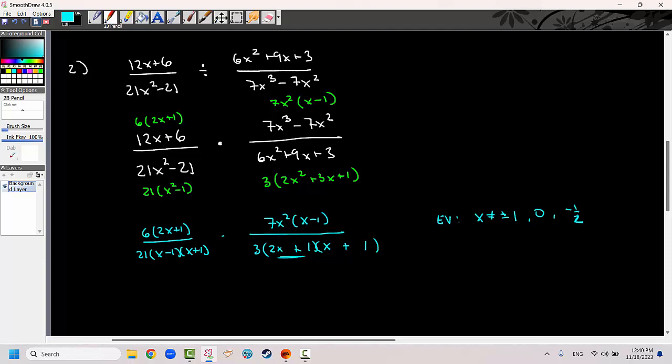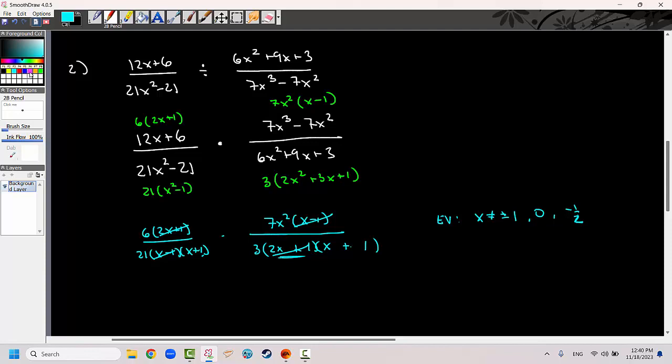So once we've got our excluded values, let's clean house. 2x plus 1, gone. X minus 1, gone. X plus 1, not gone, because they are horizontally from each other. So those are not gone, so please don't make that mistake.